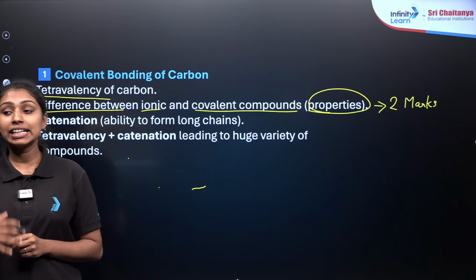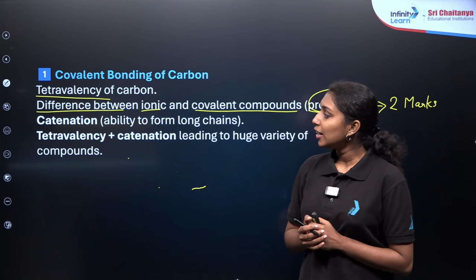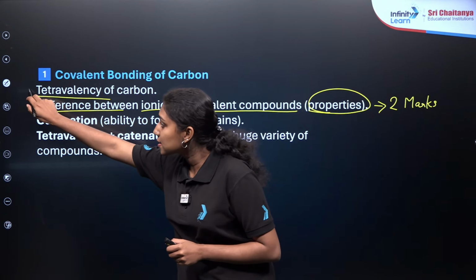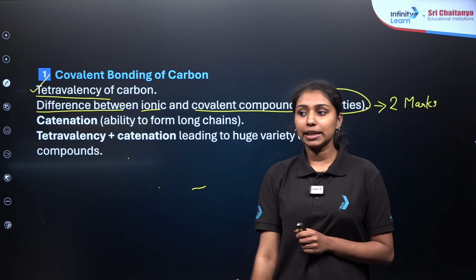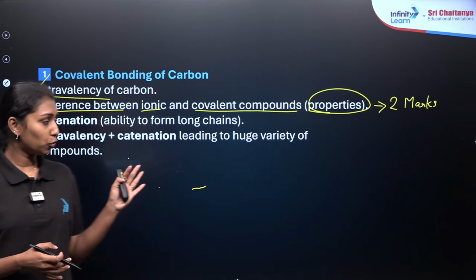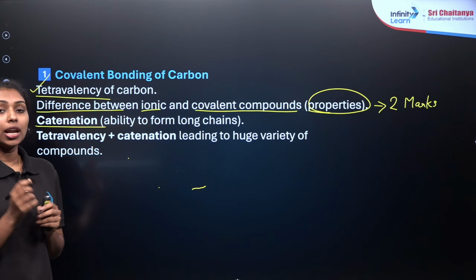Then, why carbon is forming the different compounds, right? Because of their tetravalency as well as their self-combination property. We have studied, right? They can easily form by themselves to form the different compounds. That is known as the catenation property or ability to form long chains.